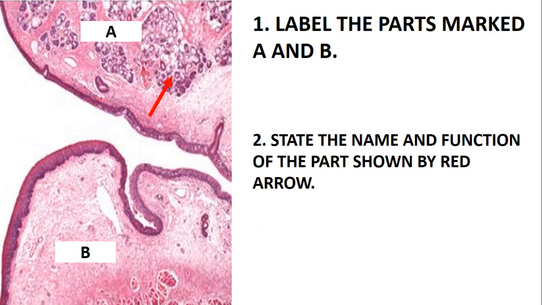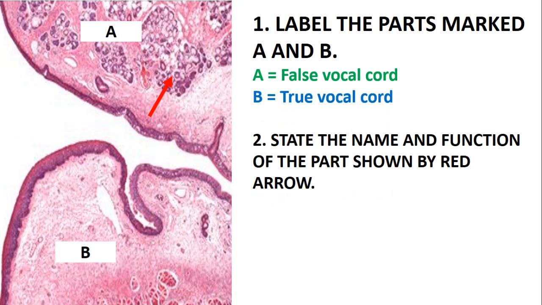The next question is label the part marked A and B. So A is the false vocal cord due to the presence of the seromucous glands, which have been shown by the red arrow. And then B is the true vocal cord.